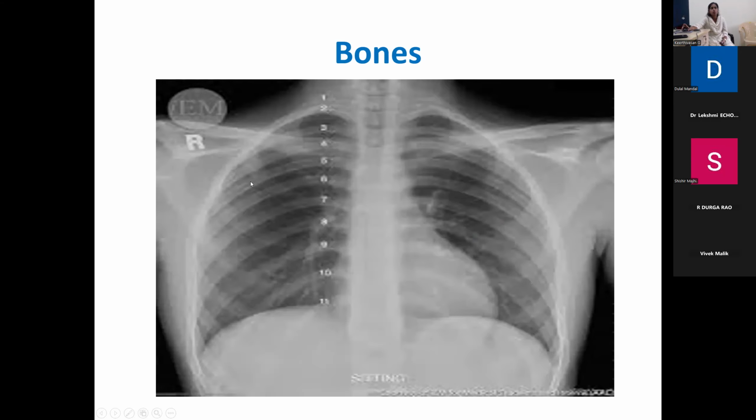Sometimes there may be a fracture. Do not miss out rib fractures, and always look at the spine. You should not miss a case of kyphosis or scoliosis. So bones should also be given equal importance as the other structures present in the chest X-ray.